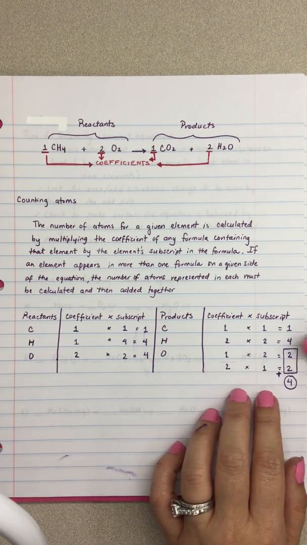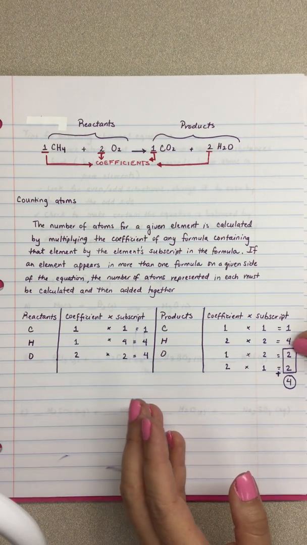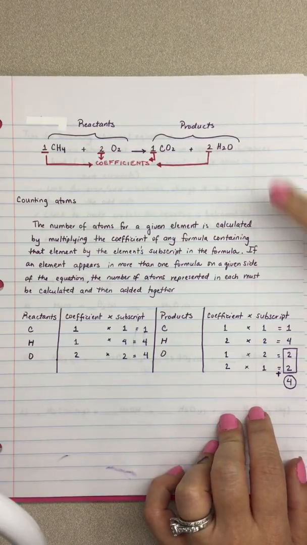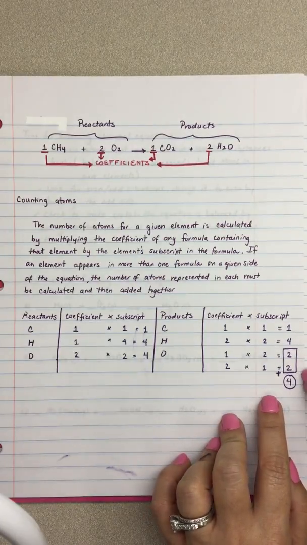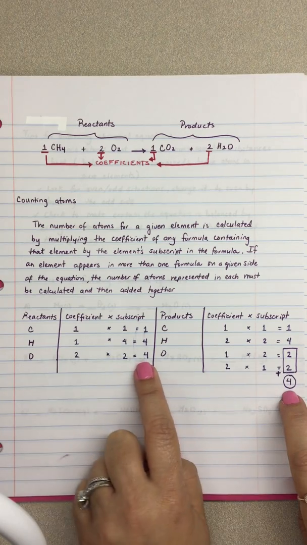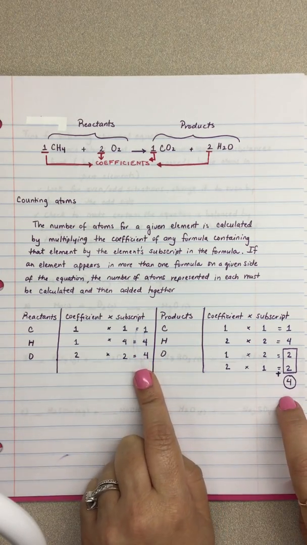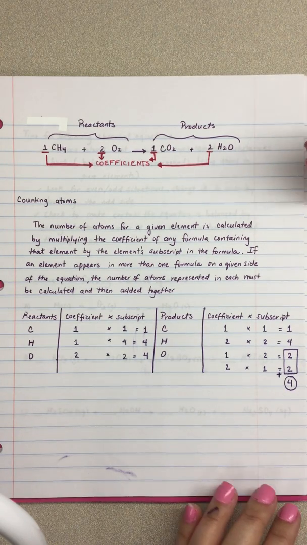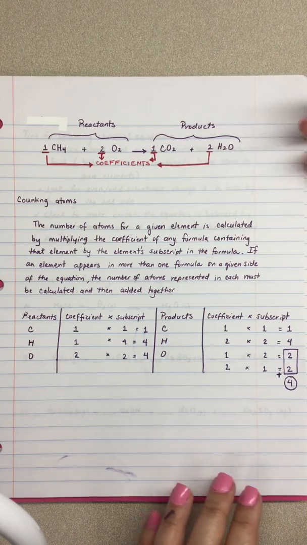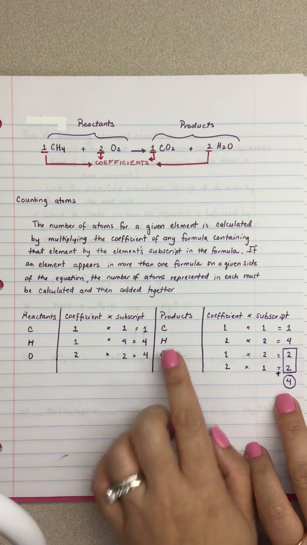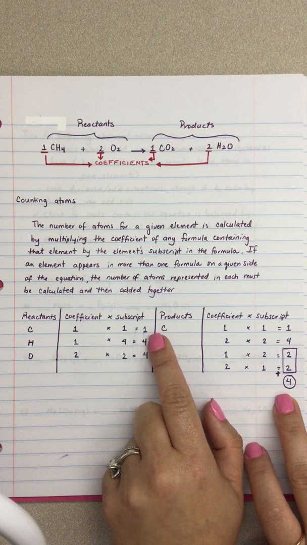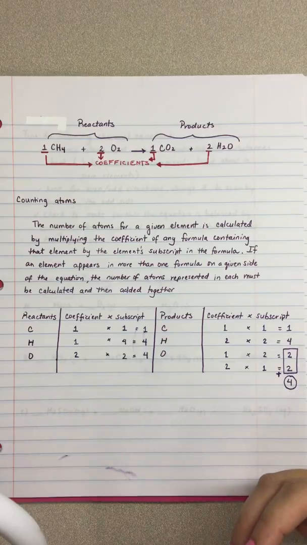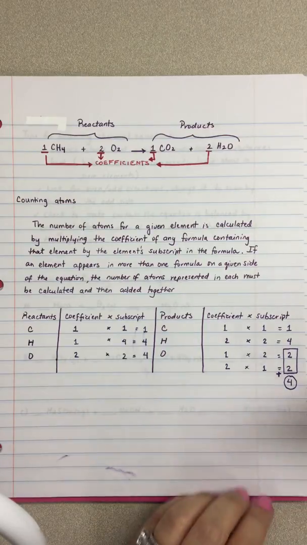And then on your product side we calculated 2 in CO2, and then we have 1 oxygen in each water molecule here, which is another 2, giving you a total of 4 oxygen atoms, which is the same amount that you have on your reactant side. So this example here is a reaction that is balanced because you have the same number of atoms for each element on your reactant and on your product side. But there are cases where that is not happening.